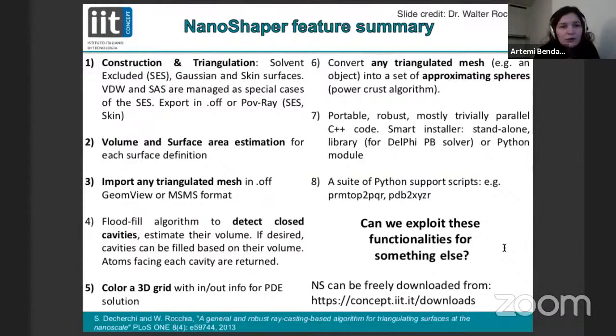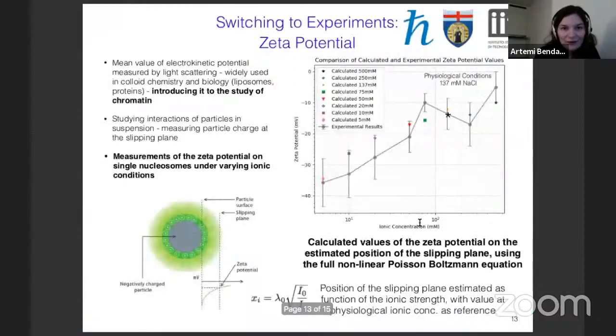You can construct different types of surfaces. You can estimate volume and surface area. You can import different formats of meshes, which is useful if you want to import things that you have already maybe generated. You can generate images based on electrostatic features, as I showed before, and it can be freely downloaded from Walter's website. So that's that for NanoShaper.